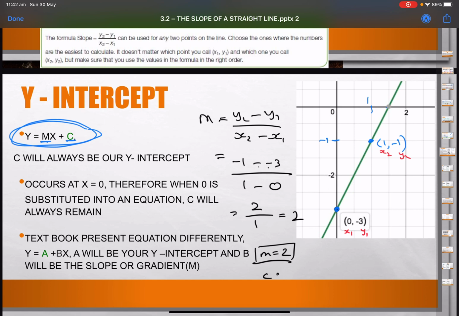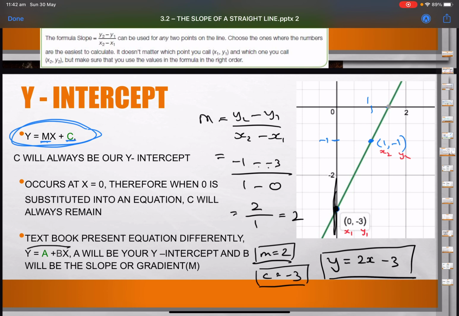My c value is my y-intercept. So if I look here, that green line intercepts the y-axis, okay, at a point -3, which means my c value is -3. And I can now insert that into my equation. Y equals mx plus c, so 2x plus c. So c is -3, so I'm going to say take away 3. That is the equation of my straight line. Some textbooks might have it in a different format where they put the y-intercept first. That's okay, we can just rearrange it. Y equals -3 plus 2x, okay, would be the same. So any value in front of the x is my gradient.